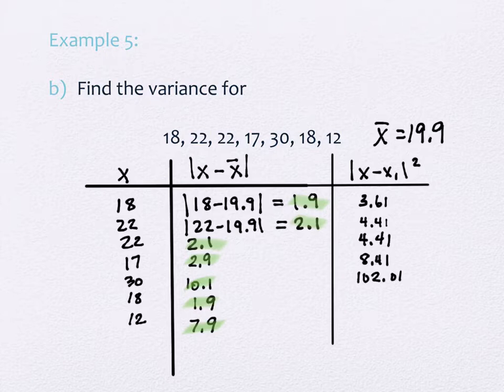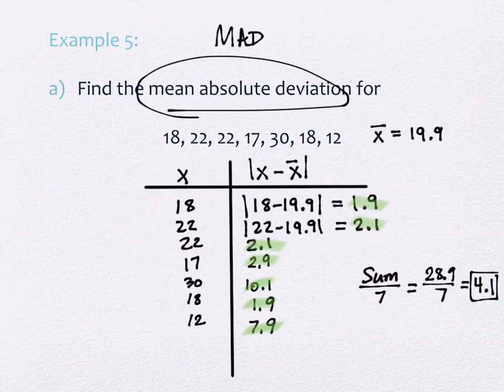I have another 1.9 squared. I already did that. That was 3.61. And then the last one is 7.9 squared, which is 62.41. So that's step 3, squaring each of the values. Step 4 and 5 are just like we did with mean absolute deviation with the green pieces. We're going to add them all together. That's step 4. And then we're going to divide by 7.